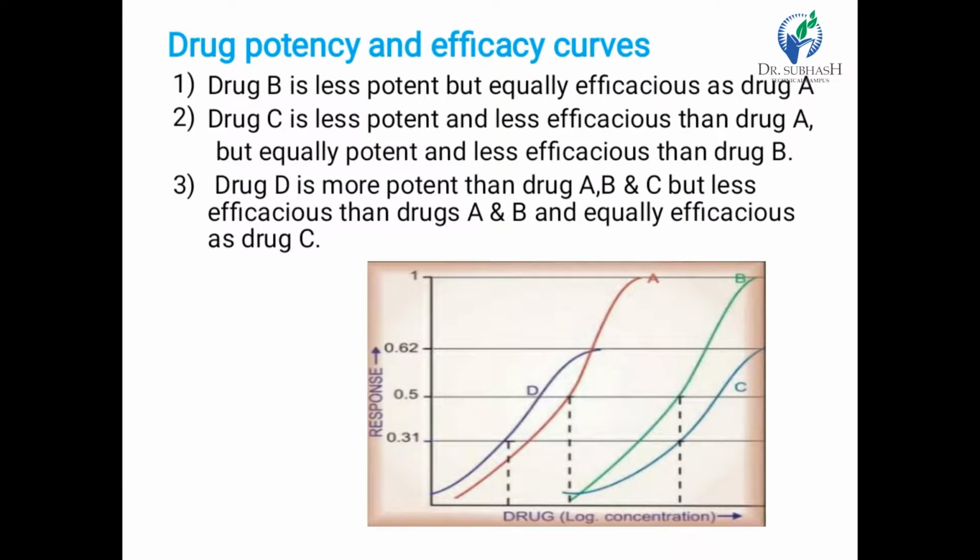Because it gives response on the small dose and will give effect more rapidly, right? So it is more potent and more efficacious, right? But concentrate on B drug, that is the green colored curve. It is less potent and more efficacious, right? Concentrate on C drug. It is less potent and less efficacious. And concentrate on D drug. It is more potent but less efficacious. Okay. So you can see the efficacy and potency by comparing the drugs, right?